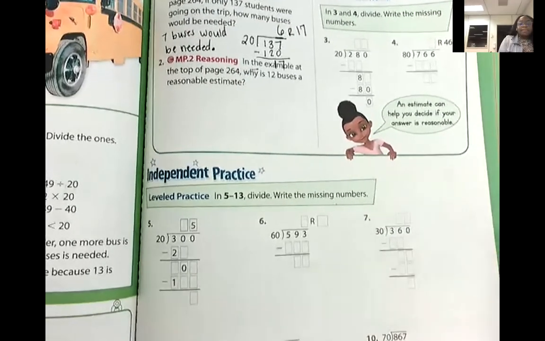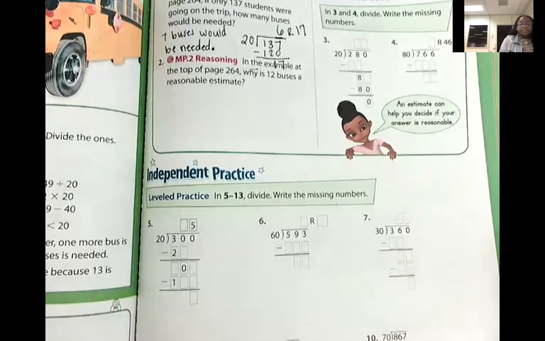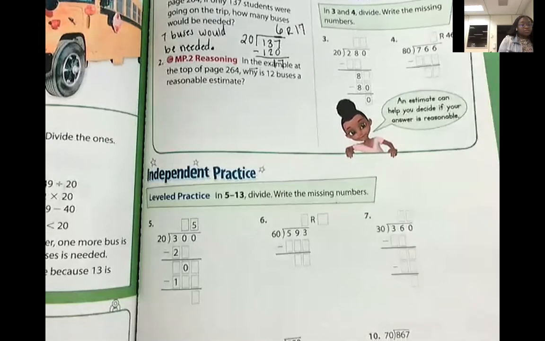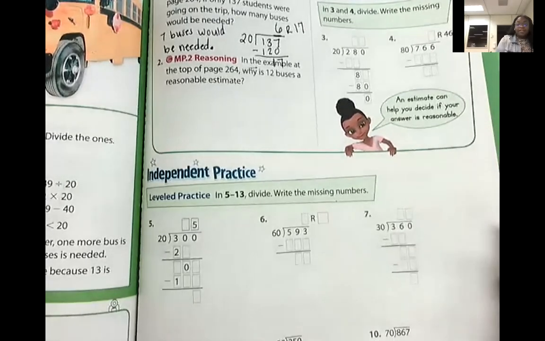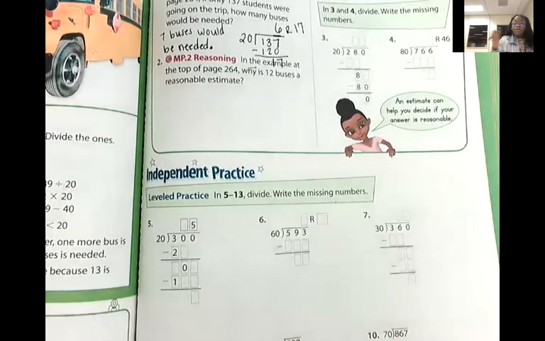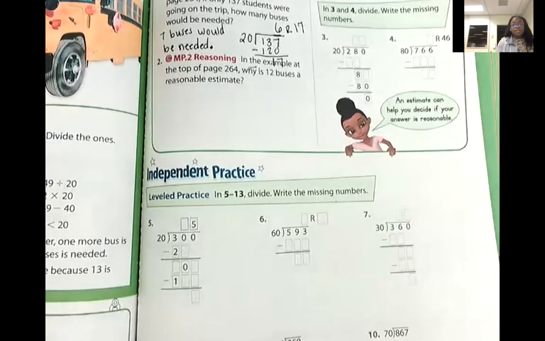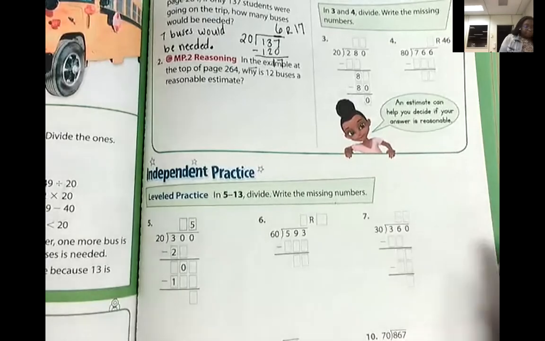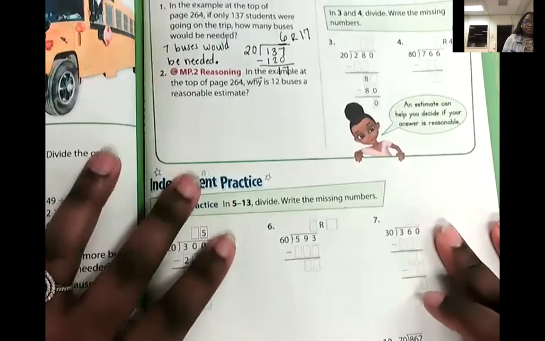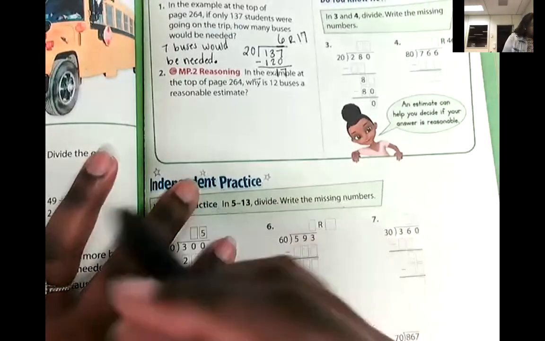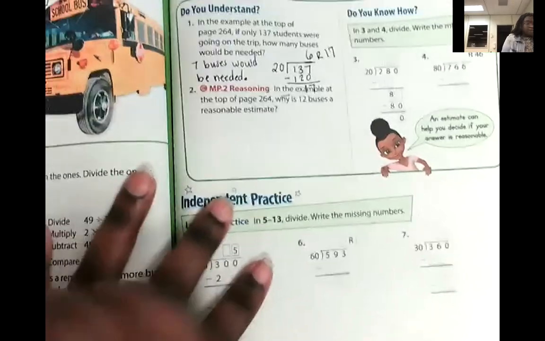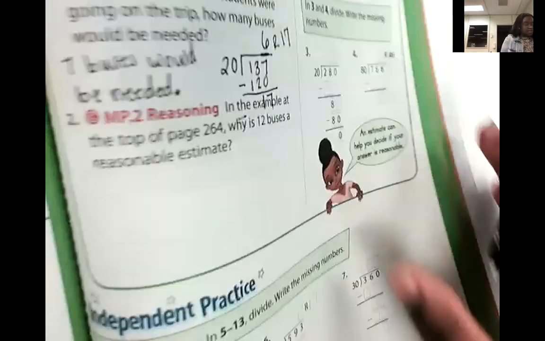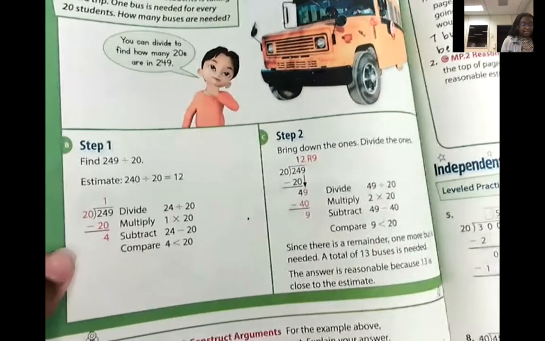In the example at the top of page 264, why is 12 buses a reasonable estimate? Okay, so to check the reasonableness, we can either A, estimate, or B, we can use compatible numbers. For this one, I think it'll be better if we use compatible numbers. Okay, so here, they did 249 divided by 20, and they did the estimate here.